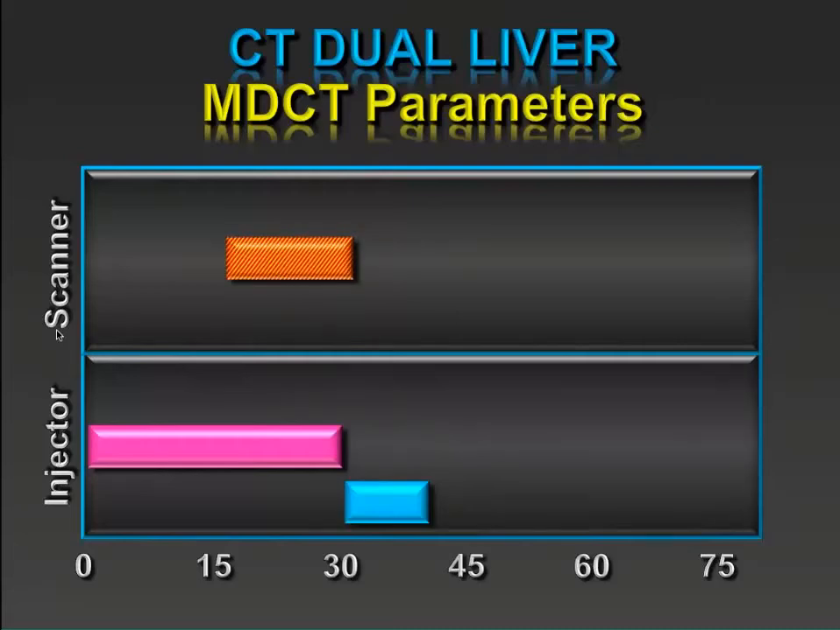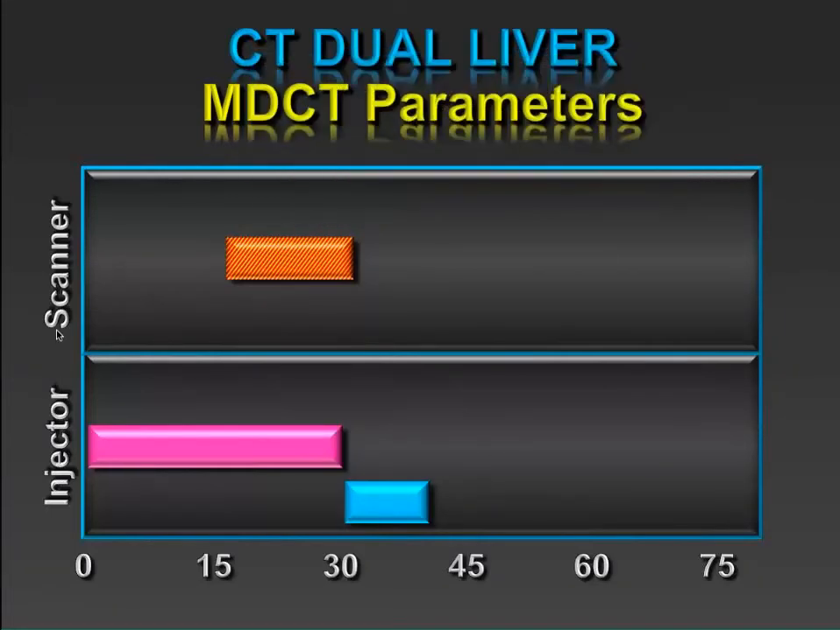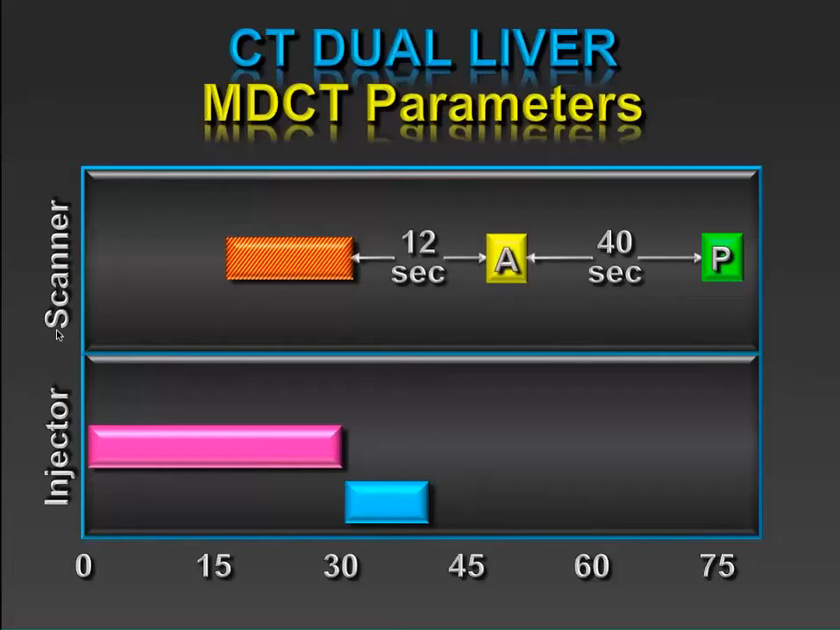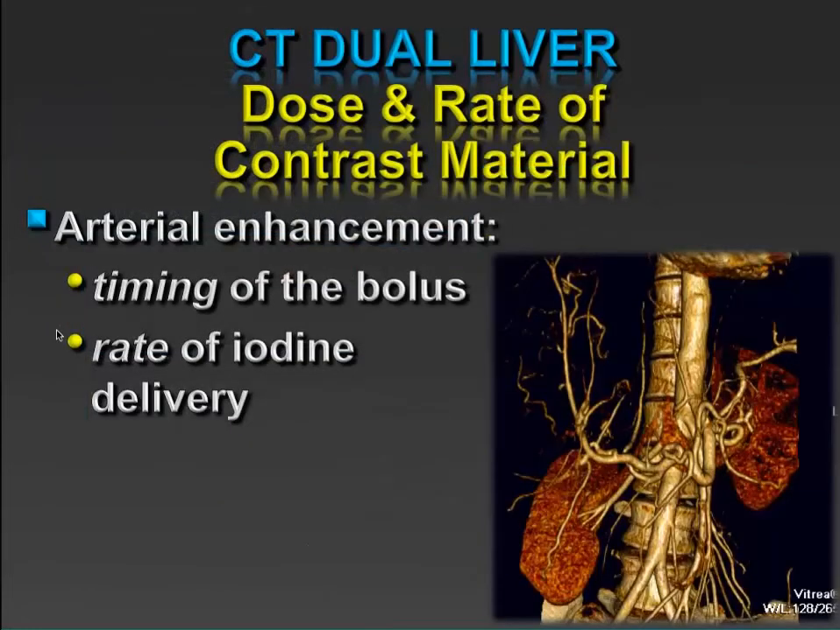Then we monitor, again, the aorta. Here you can see we monitor the aorta or the spleen. I'll show you that data. Generally we use a 100 Hounsfield unit threshold. And then we start a few seconds later. We do the arterial phase, and then we do the venous phase 40 seconds after the end of the arterial phase. And the parameters for the MDCT are basically the same as we talked about for an abdomen and pelvis.